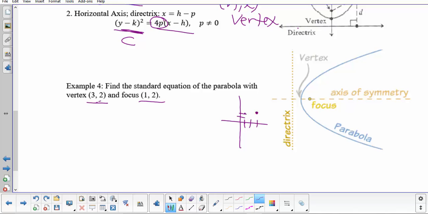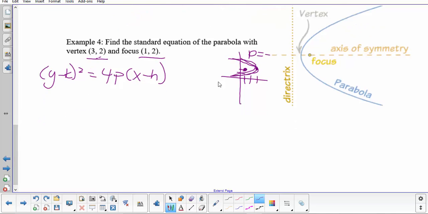Now, the parabola always opens around the focus. So the parabola is going to open sideways to the left. Because it's sideways to the left, we know that our p-value is going to be negative, because left is the negative direction. Just like if our parabola were opening down, our p-value would be negative. So we're using the horizontal equation. So that equation is y minus k squared equals 4p times x minus h.